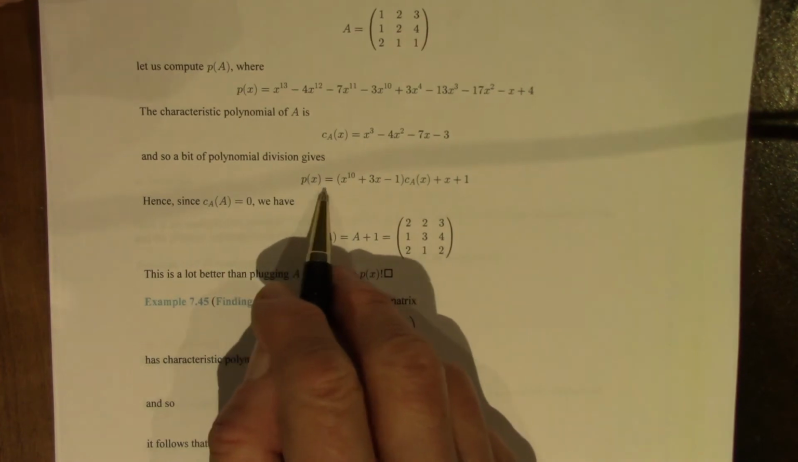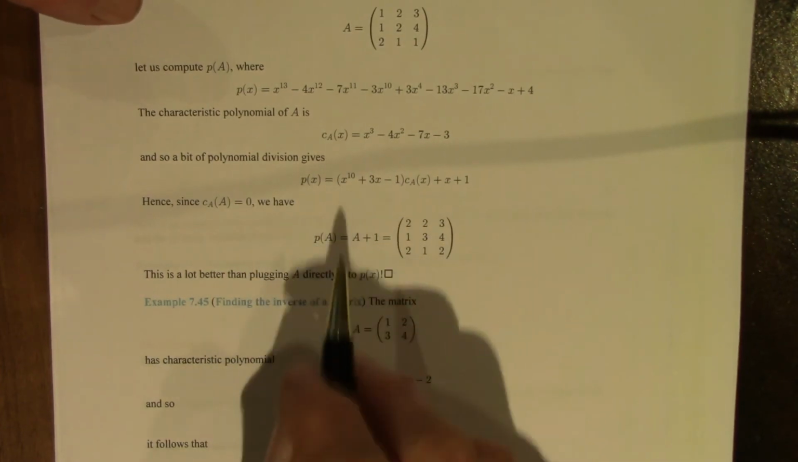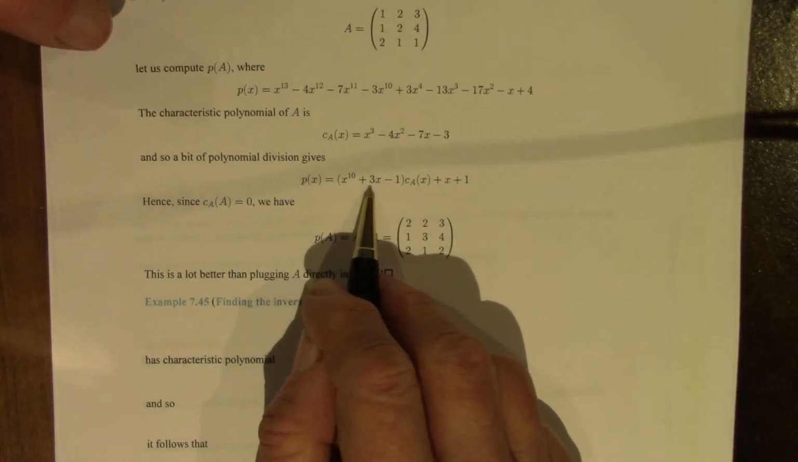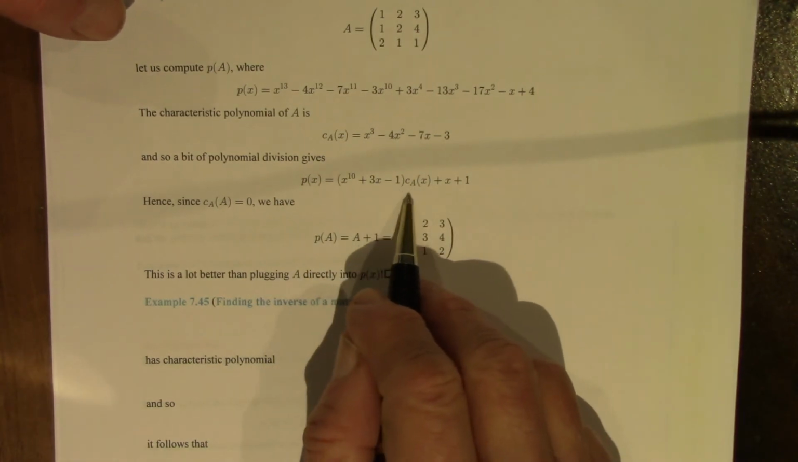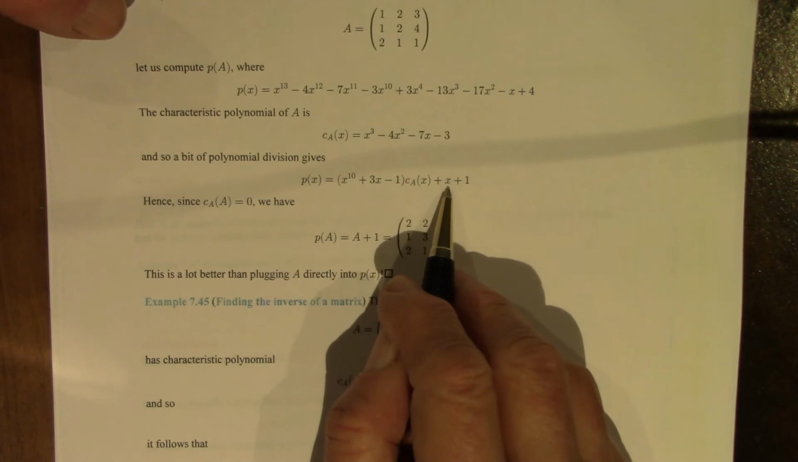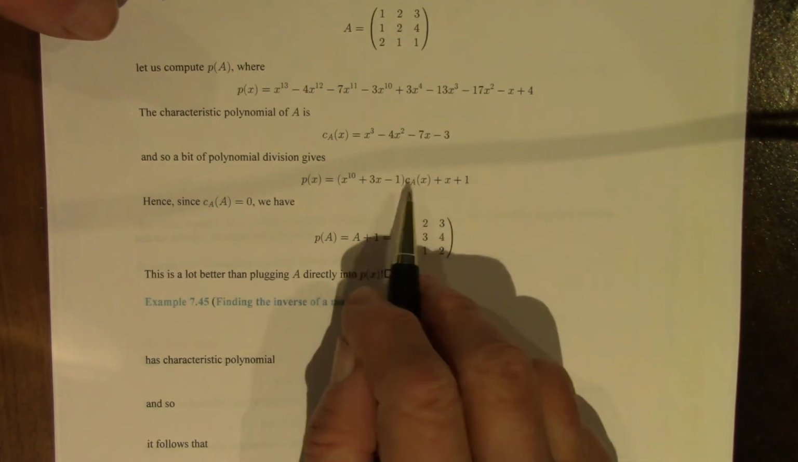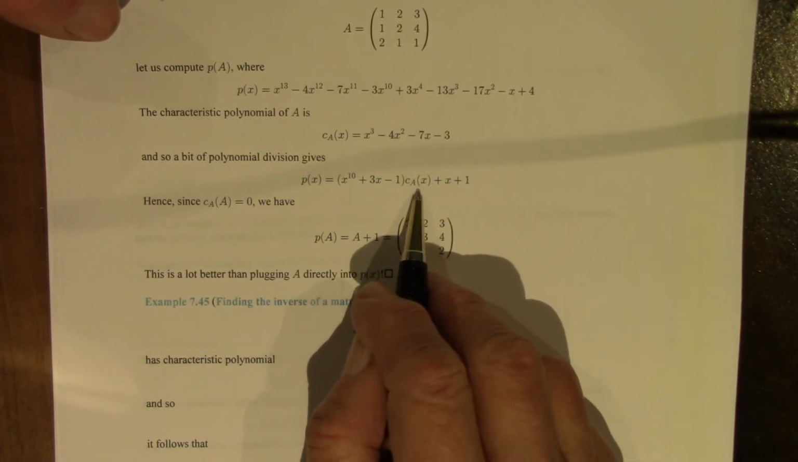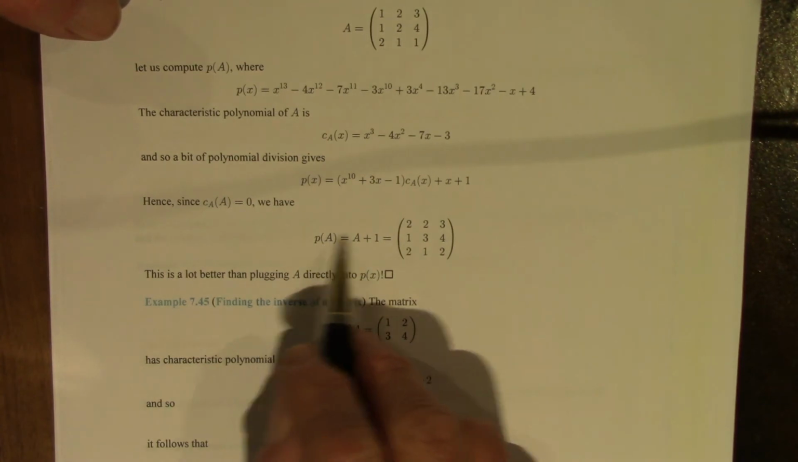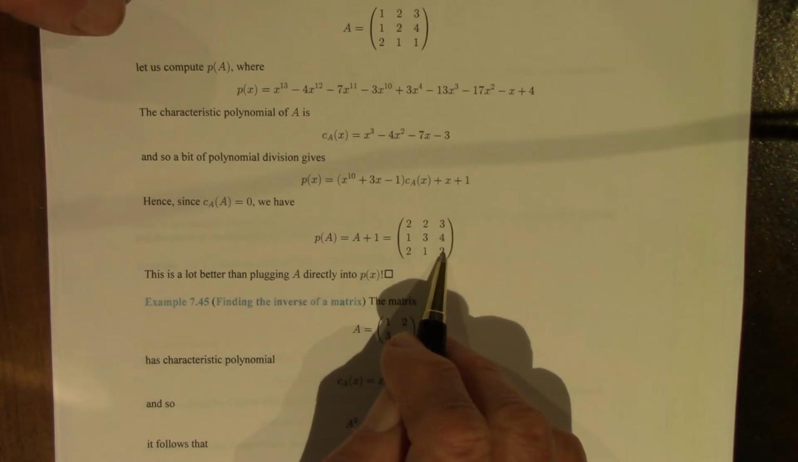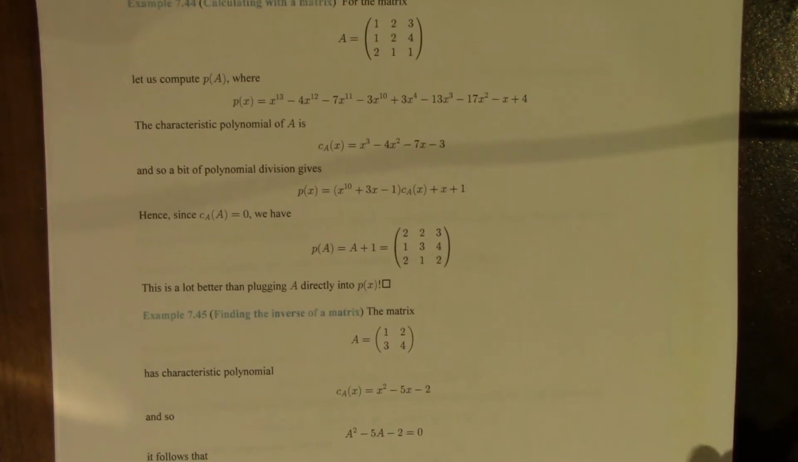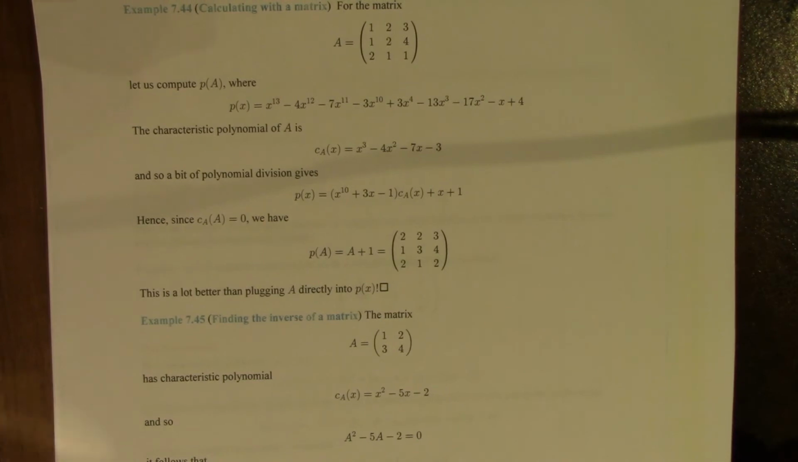Now P of A is equal to A to the 10th plus 3A minus 1 times C_A of A plus A plus 1, but C_A of A is 0. So P of A is just A plus 1. You just add the identity to A. So that's a huge savings in labor.